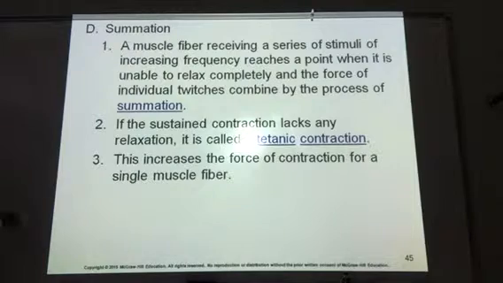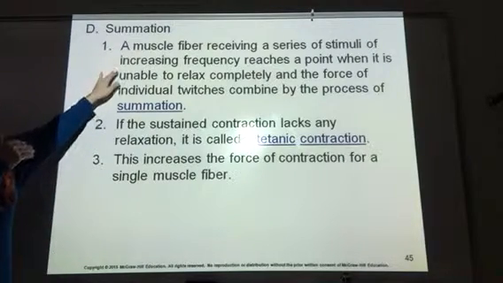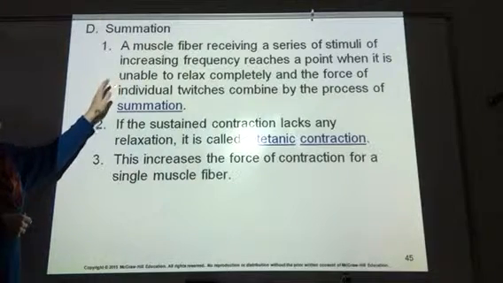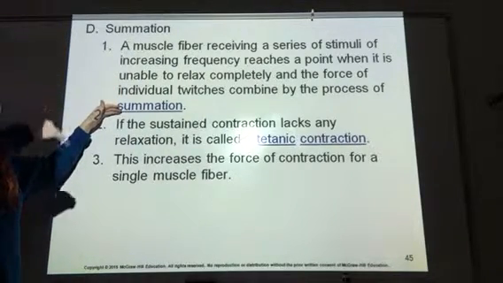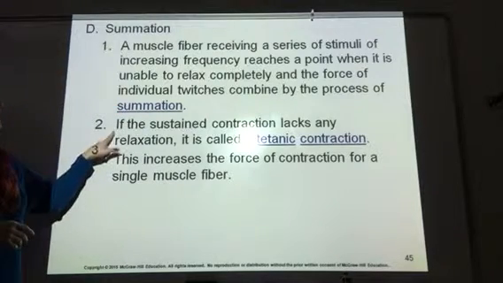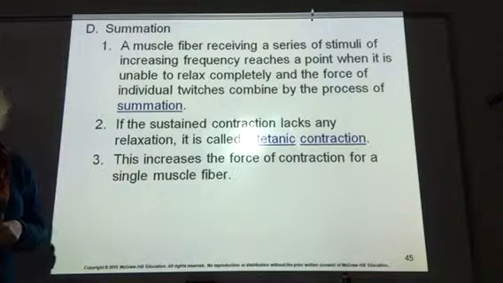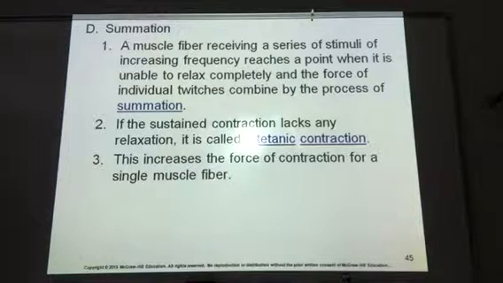Muscle fiber is going to get stimuli, and then that stimulus is going to reach the point when it's unable to relax, and that's called a summation, so it's building up and building up. If that sustained contraction lacks relaxation, it's called a tetanic contraction. Tetanus, when you get your tetanus shot, if someone actually has tetanus, their muscles will enter a form of contraction and not relax.